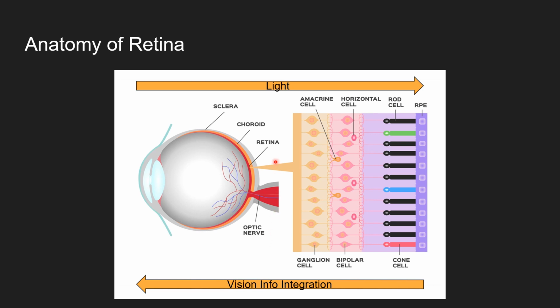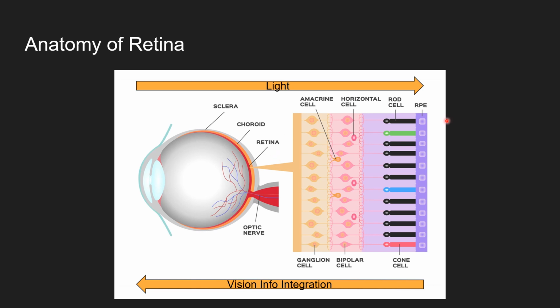So here we can see these two arrows, one for light and one for vision info integration. So basically, obviously your light is going to pass this way, going from the ganglion to bipolar to the photoreceptor cells, but that information is going to get integrated in the opposite direction from your photoreceptor cells to your horizontal and bipolar and ganglion, all of those cells.